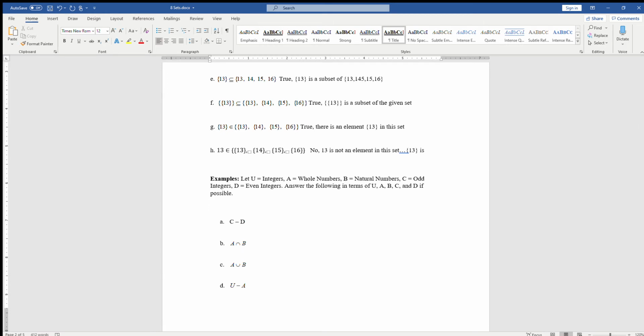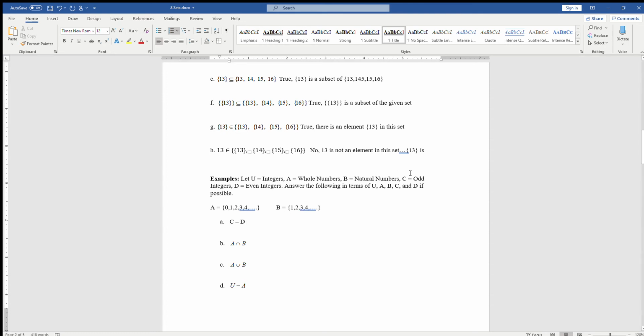And just to remind you, the whole numbers, which we defined as set A, is the set 0, 1, 2, 3, 4, etc. However, the natural numbers, which we define to be set B, the only difference between whole and natural is that natural starts at 1 instead of 0. And certainly we understand what odd integers are and even integers. Divisible by 2 for even, has the form 2n plus 1 for odd. So let's take a look and perform some of these operations in terms of the others.